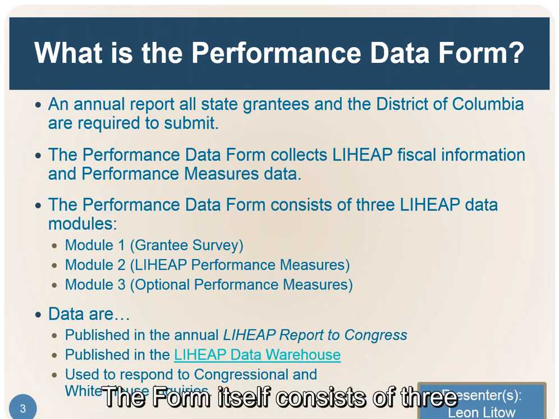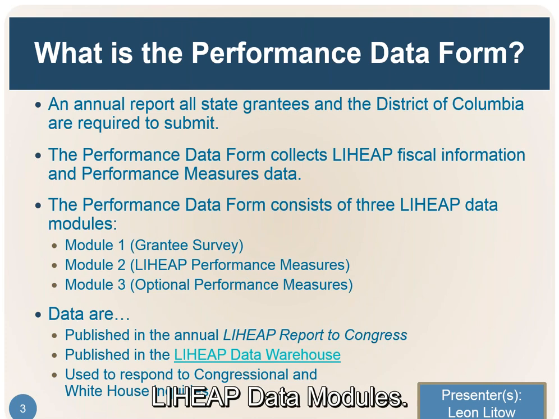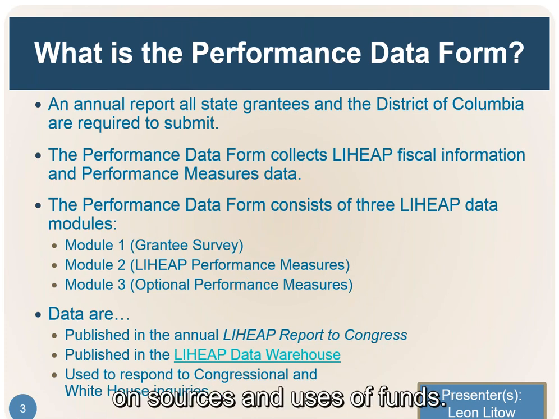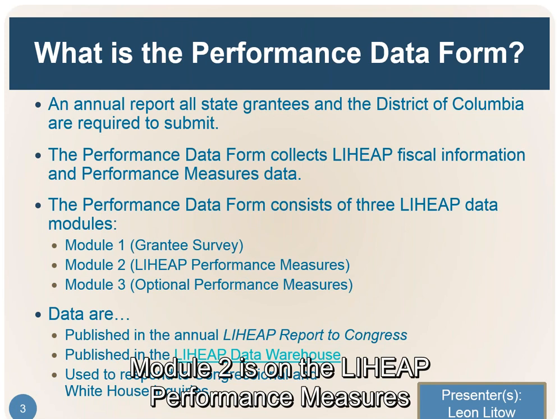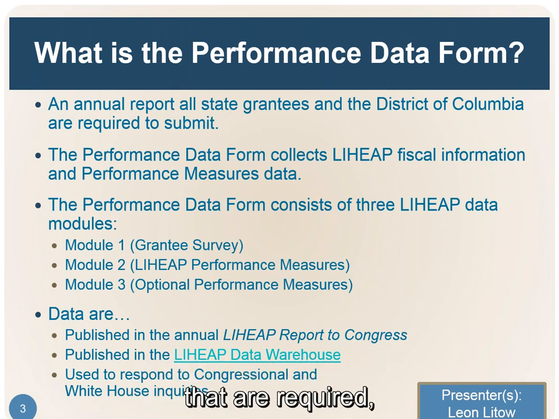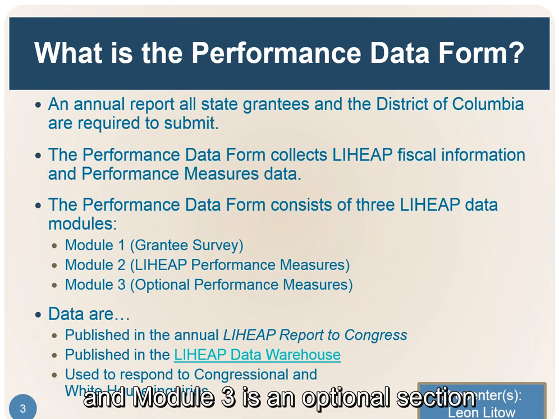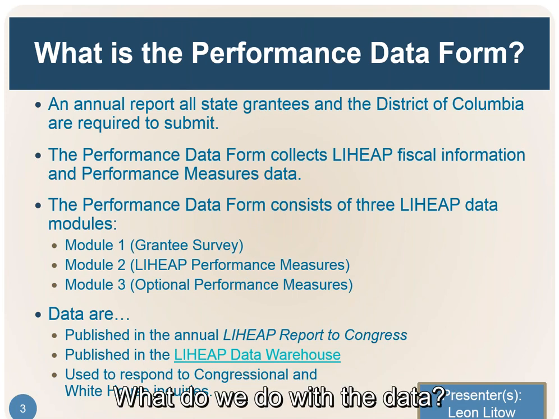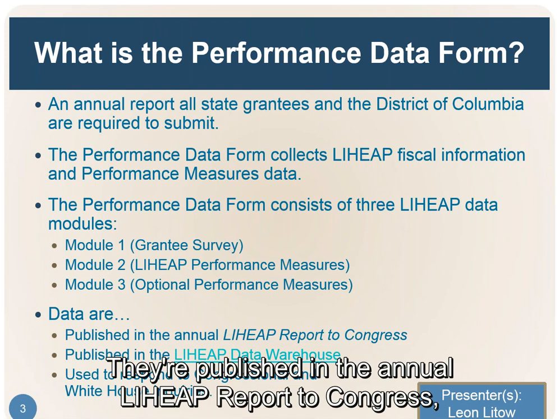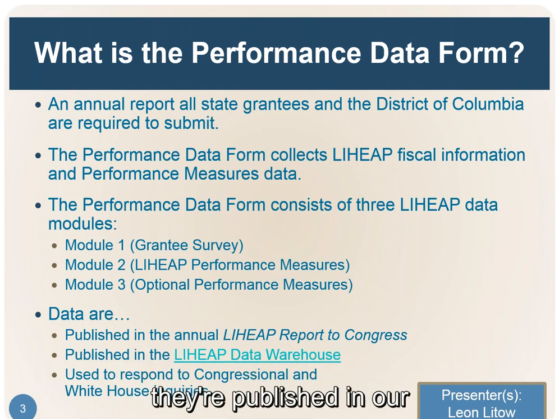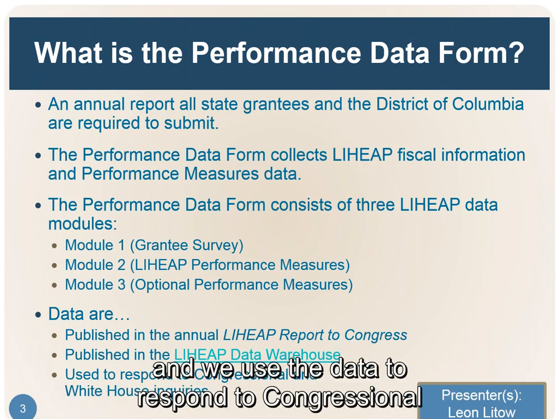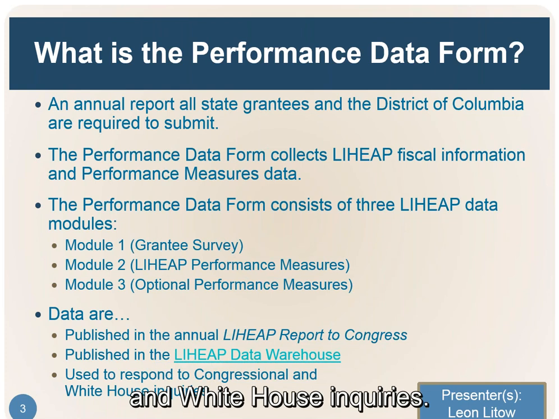The form itself consists of 3 LIHEAP data modules. Module 1 is the grantee survey on sources and uses of funds. Module 2 is on the LIHEAP performance measures that are required, and Module 3 is an optional section on optional performance measures. What do we do with the data? They're published in the annual LIHEAP report to Congress. They're published in our LIHEAP performance management website, or data warehouse specifically. And we use the data to respond to congressional and White House inquiries.